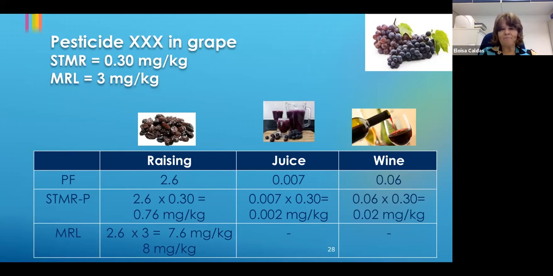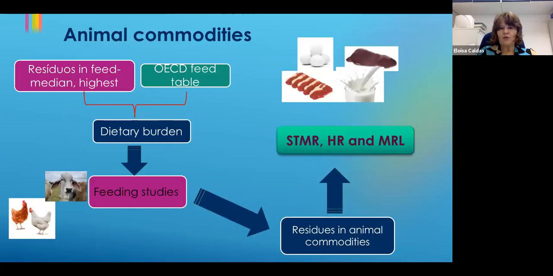Finally, within this chapter, I think it was not in the program, but I think it's important for you to know how national governments and the JMPR derive maximum residue levels, STMRs, and HRs for animal commodities: meat, eggs, milk, edible offal. So it's a much more complex procedure. I will try to explain very slowly. It's not trivial.